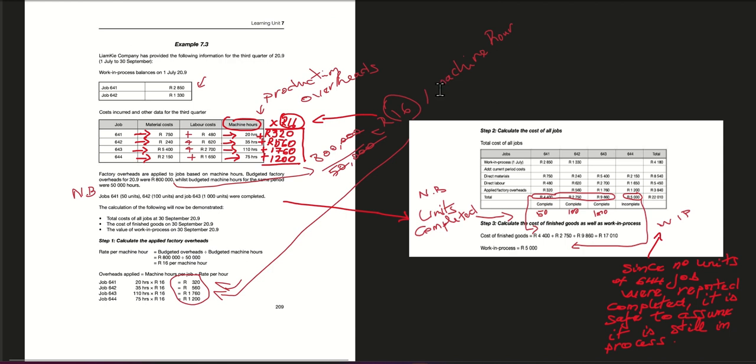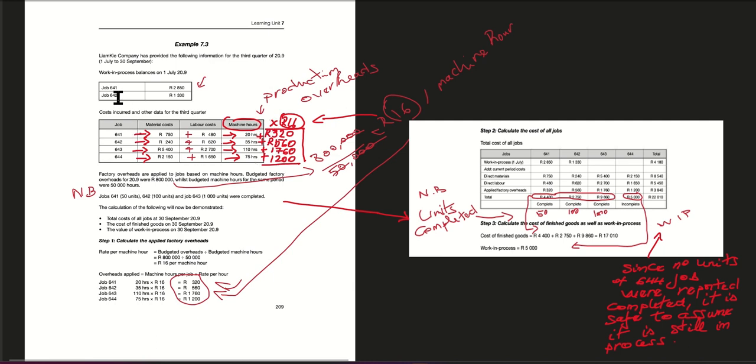So that's very important, 16 rand per machine hour. Then it would make sense that these machine hours that are currently incurred, if I can put it that way, these hours that are actually being used in the production process, I will multiply them by 16. That's how you get this total.